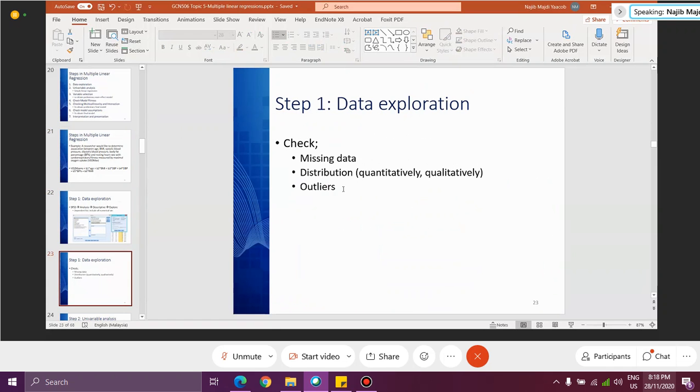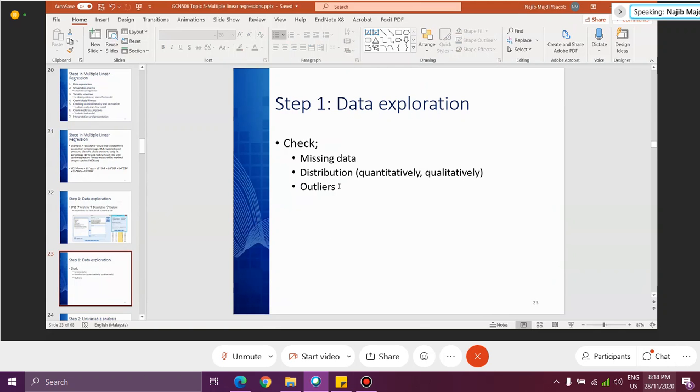The main aim in data exploration is to see whether there's, of course, missing data. What we can do with missing data, we can do, for example, data imputation. If you don't want to do imputation, then the software will do listwise deletion. It means that when you have missing data, the observation will be listwise deleted. We call it listwise deletion.